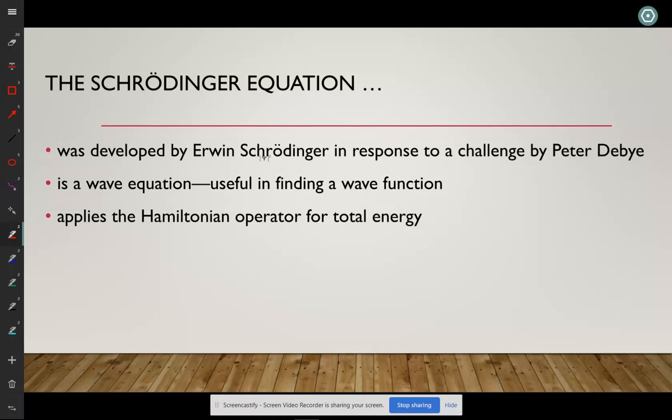So the Schrodinger equation, here I have the details. You see there's a little psi squared there. I don't know why it's there, but that's what that thing is, psi mod squared. The Schrodinger equation was developed by Erwin Schrodinger in response to the challenge by Peter Debye. So I was right in my memory there. Useful for finding the wave function, applies the Hamiltonian operator for total energy. So, these are things that I do expect you to know, right? They're not just things that have been said. These are things that I could ask you about for the knowledge section.